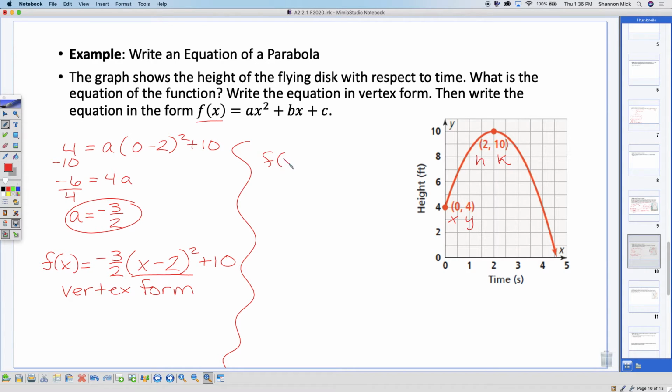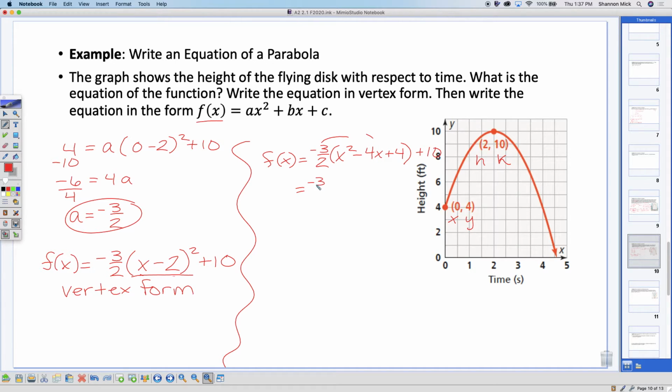So f of x equals negative 3/2. When I FOIL this out, I square the first, multiply them together times 2 to get negative 4x, and then square the last, 4. Now it's so nice because 2 goes into 4 and we won't have a fraction except on the first one, right? That's cool. Okay, so now I distribute, right?